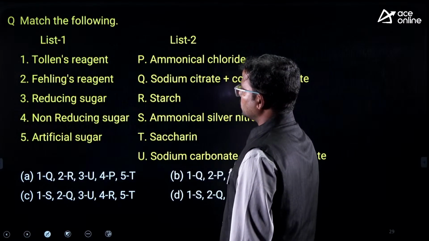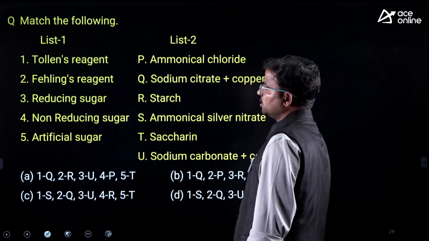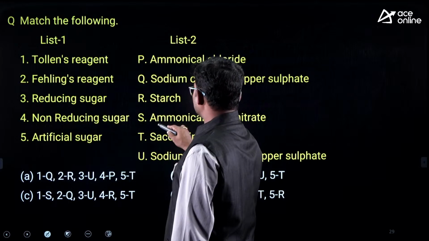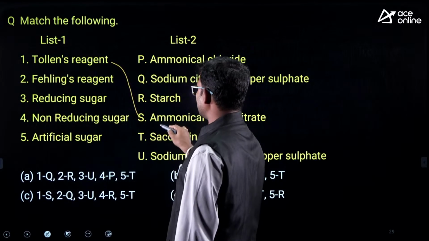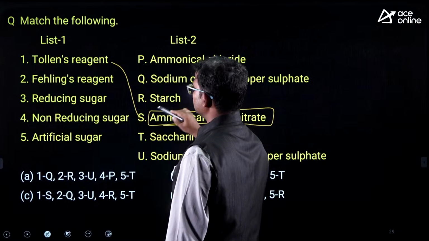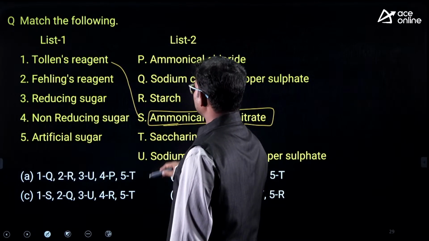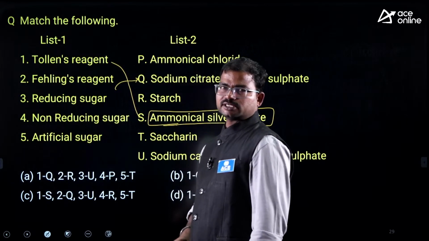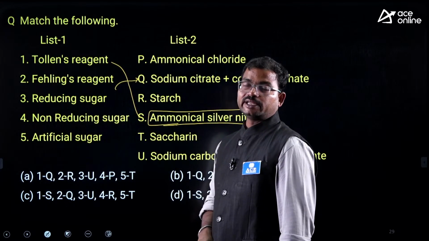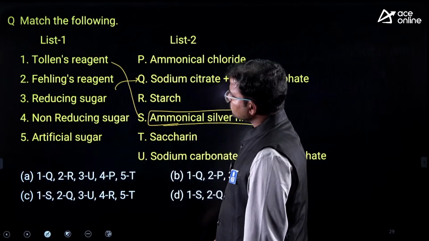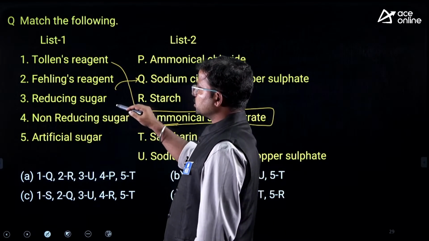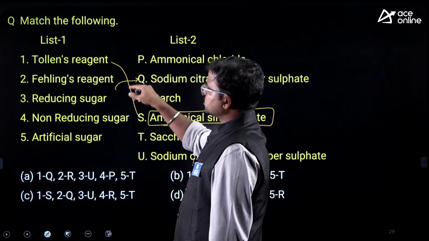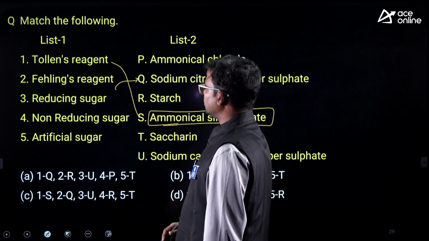Next, match the following: Tollens reagent, Fehling reagent, reducing sugar, non-reducing sugar, artificial sugars. Tollens reagent is the combination of ammoniacal silver nitrate. Next, Fehling solution means sodium citrate and copper sulfate. These two reagents are used to estimate the presence of aldehydes and ketones. Reducing sugars means, if any carbohydrate gives a positive test with Tollens and Fehling solution, those are called reducing sugars.